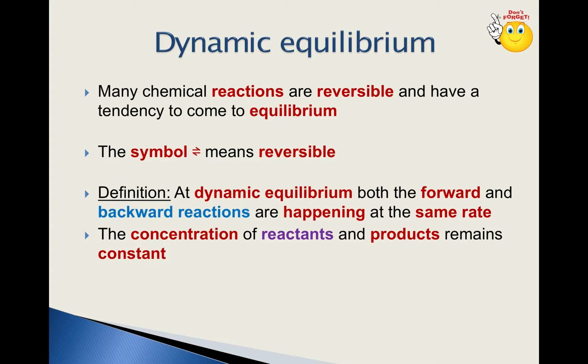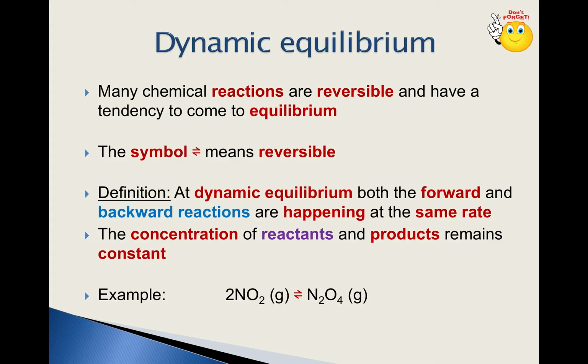Feature 1 is that both the forward and the backward reaction occur at the same rate. Feature 2 is that the concentration of reactants and products remains constant, and that will secure you your marks in the exam. So make sure you learn the definition and make sure that if they ask you for the features, you can state them.